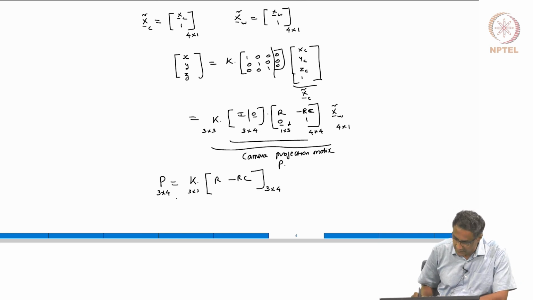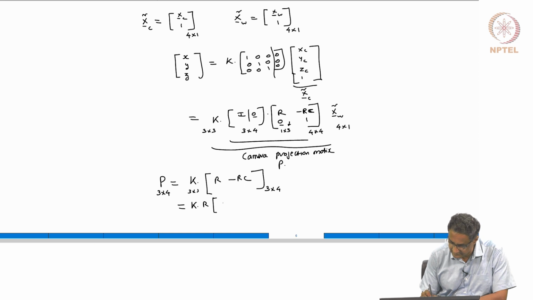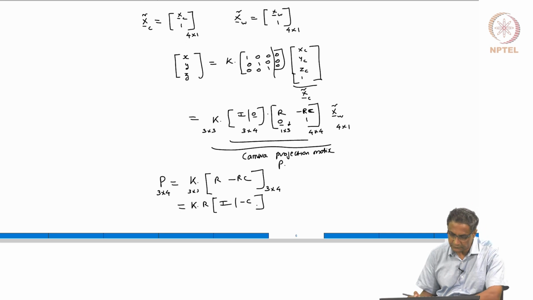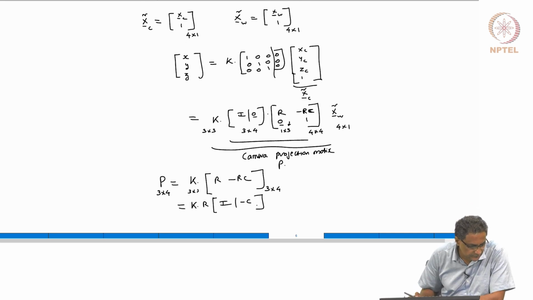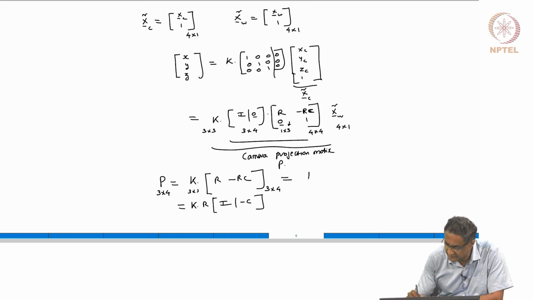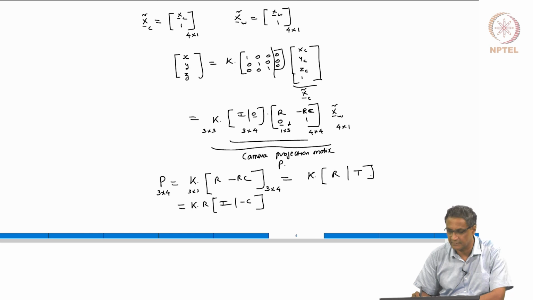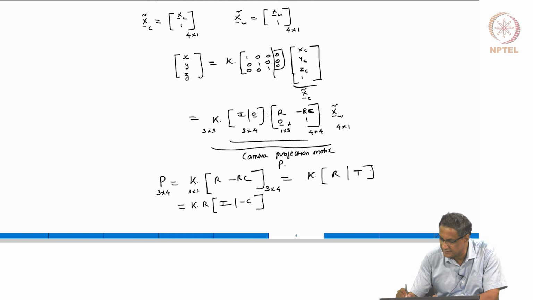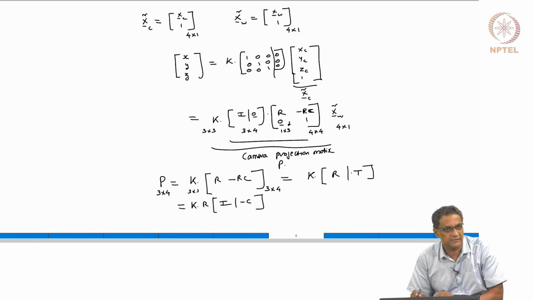The other way to write it is, there are different forms for this. You can actually pull this R out because it is common, and then you can write this as I, minus C. You can also write it like this. And sometimes this is written as K, and then R slash T, where T is a translational vector, 3 cross 1. And then the interpretation here is, you see this P is going to act on your x tilde w.